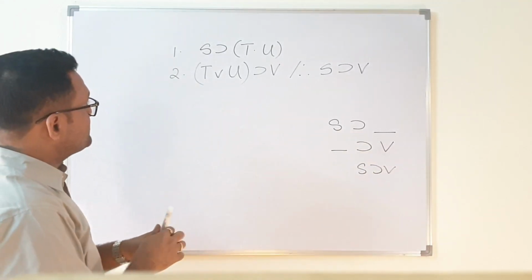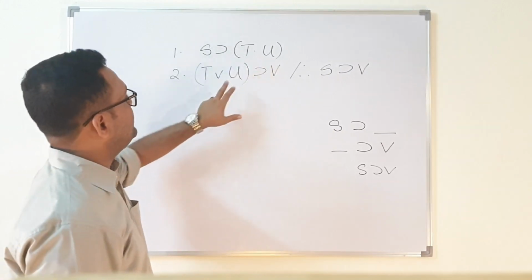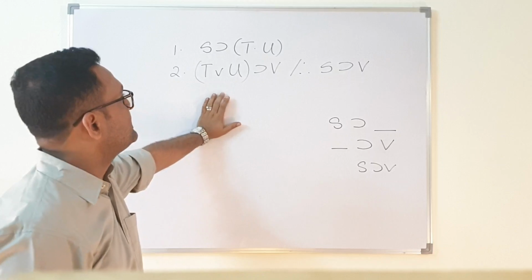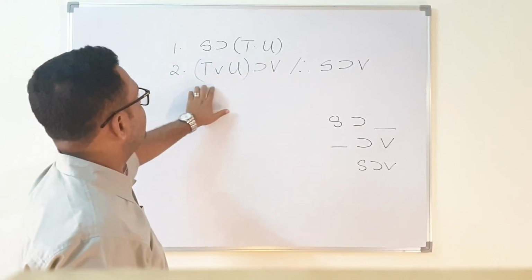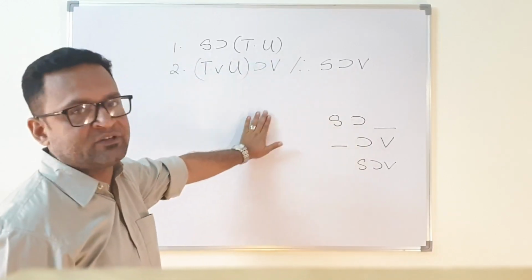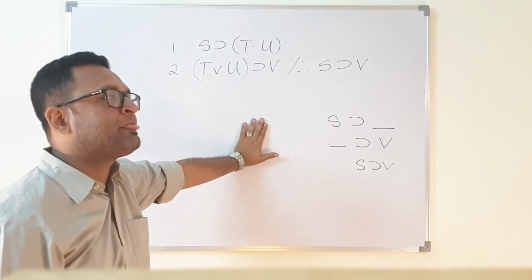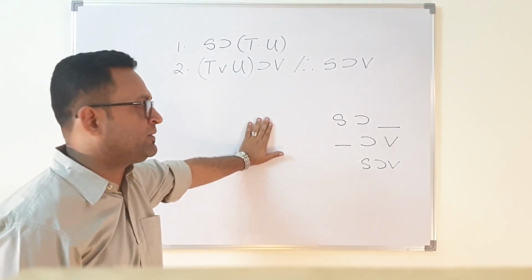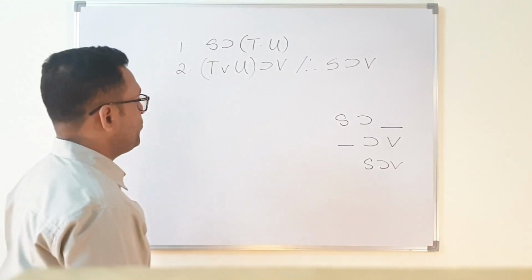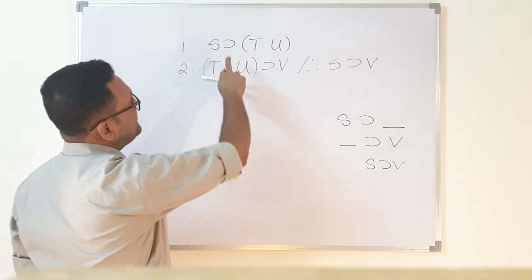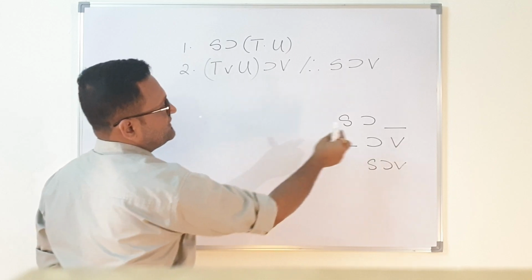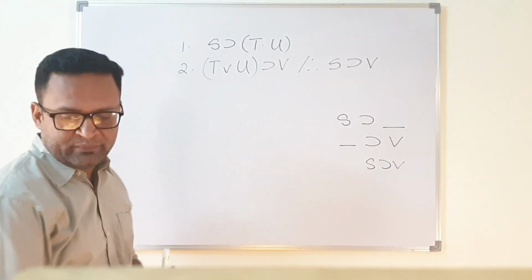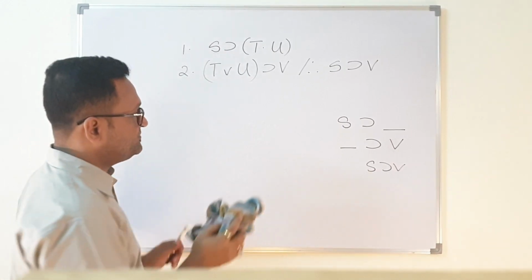Now here in this question you can see that T dot U and T wedge U are not equivalent expressions. You cannot say that S implies T dot U and T wedge U implies V, therefore S implies V. You cannot say like that. You cannot apply hypothetical syllogism here. But you can definitely modify it up to a level that you can create this something and this something the same. Let us try what will be our strategy to solve it.